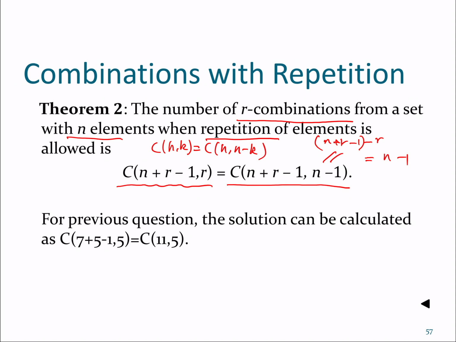And by the previous question, the solution can be calculated as follows. There are 7 different denominations and you select 5 bills, so n is equal to 7 and r is equal to 5. Together that's 7 plus 5 minus 1, which is 11.